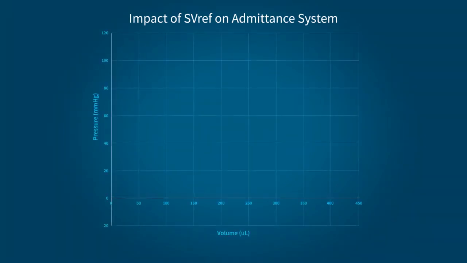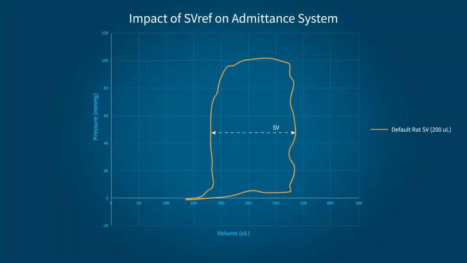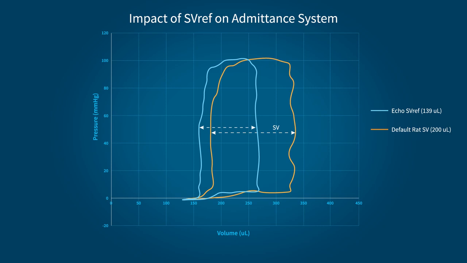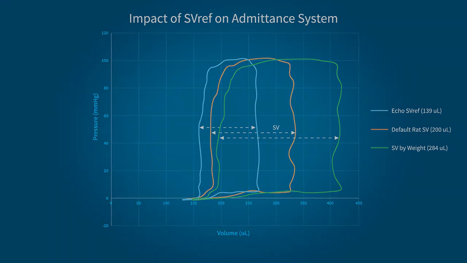Let's look at the PV loop data from just one rat. Here, the volume signal is calibrated using the default 200 microliter stroke volume estimate for a healthy rat. When we compare this to the ideal calibration using echo, here, we can clearly see there's a large difference in stroke volume for that same rat. When we use the other suggested estimate, based on the weight of the animal, here, we get an even greater difference in the stroke volume.